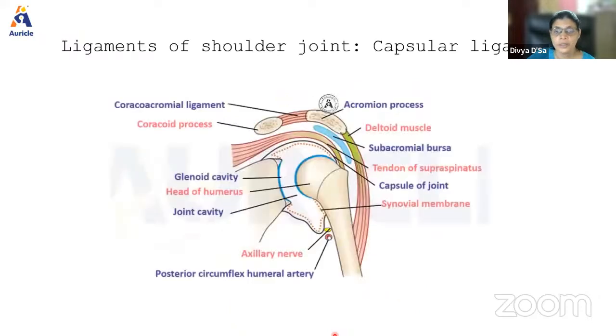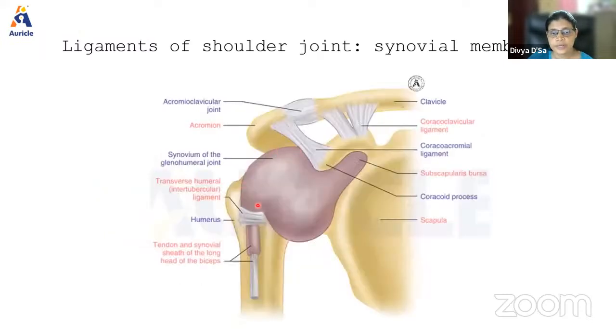ball. Coming to the ligaments of the joint, first is the capsule, the capsular ligament. The capsule extends from the supraglenoid tubercle to the infraglenoid tubercle. It encloses both the things. And in the lower part, it will extend up to the surgical neck of the humerus here. The capsule is lined on the inner side by the synovial membrane. So this is the synovial membrane.